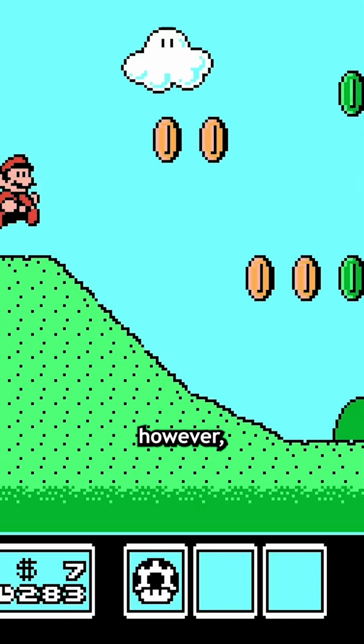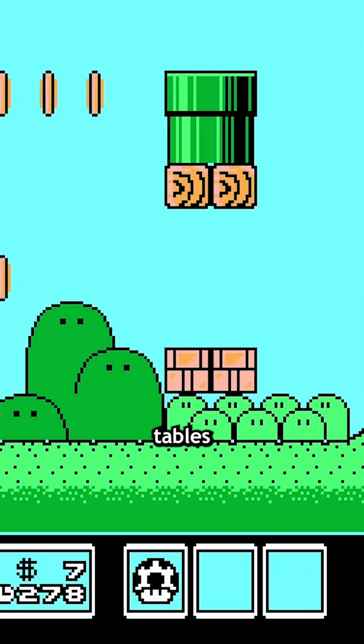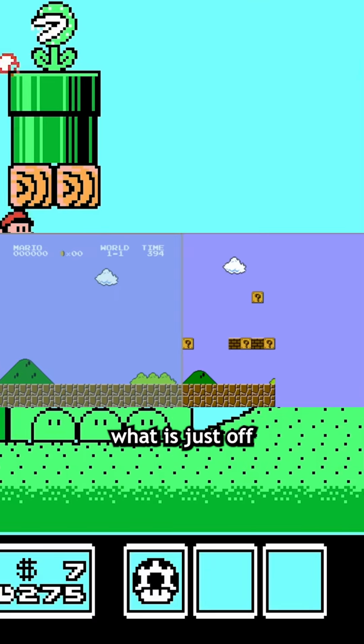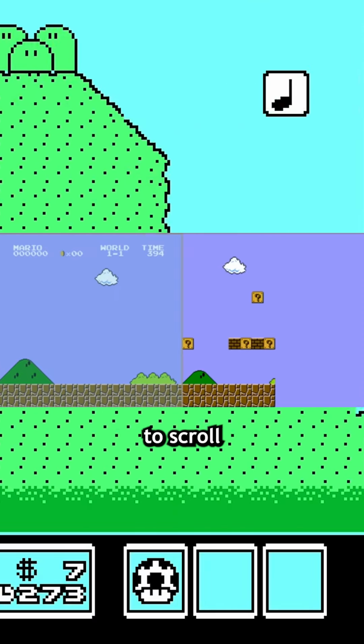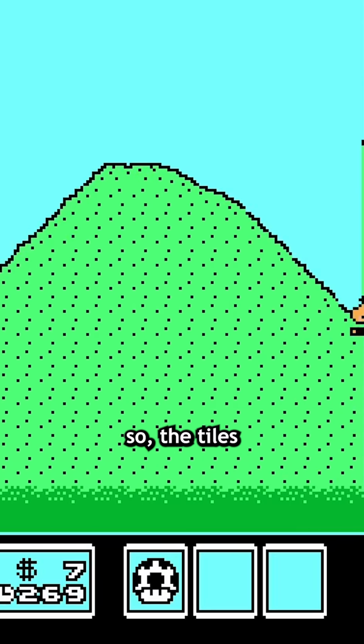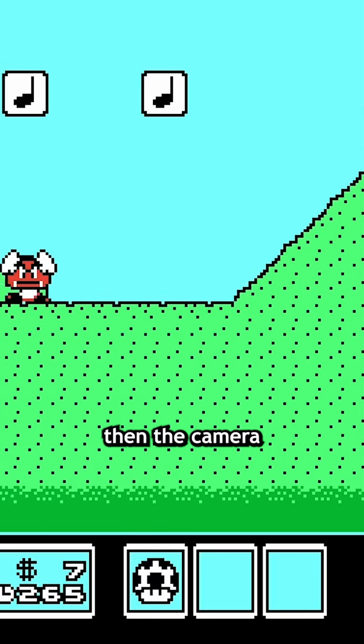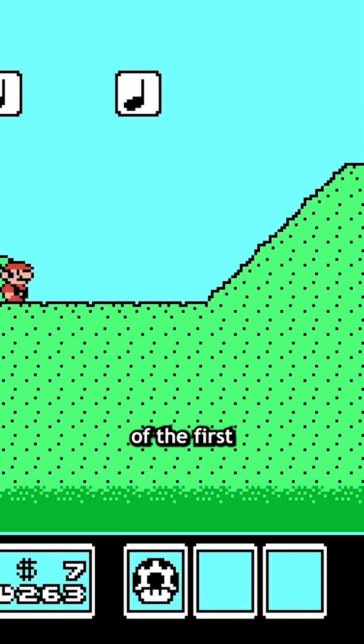of each tile. However, what is important to understand is that there are two sets of name tables and attribute tables. The second set essentially makes up what is just off screen, allowing the camera to scroll to the right with the player and reveal what is next. As it does so, the tiles we leave behind the camera are overwritten with tiles further ahead. Then the camera snaps back to the beginning of the first name table.